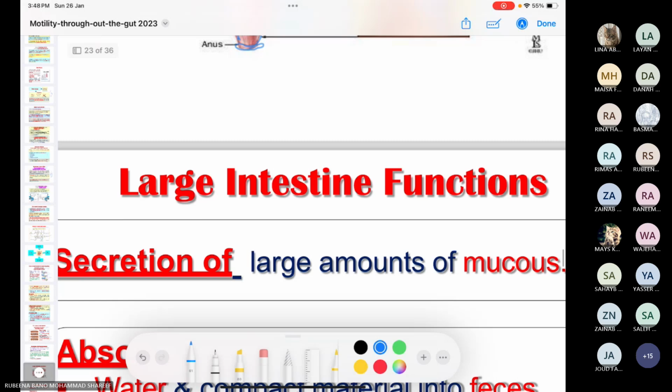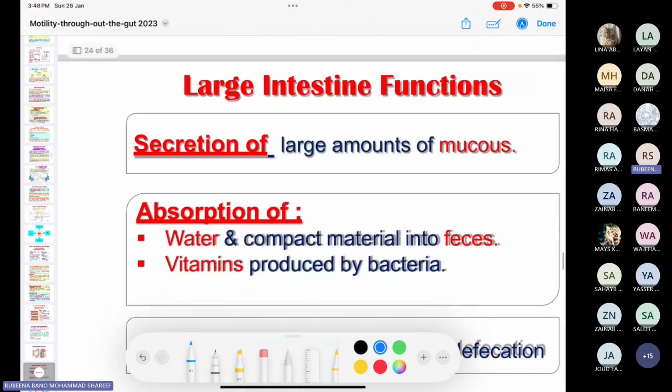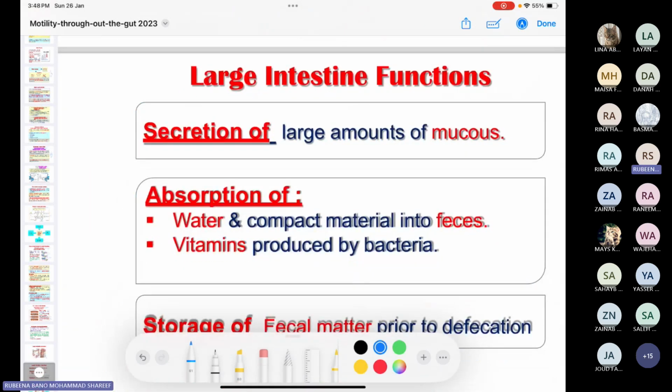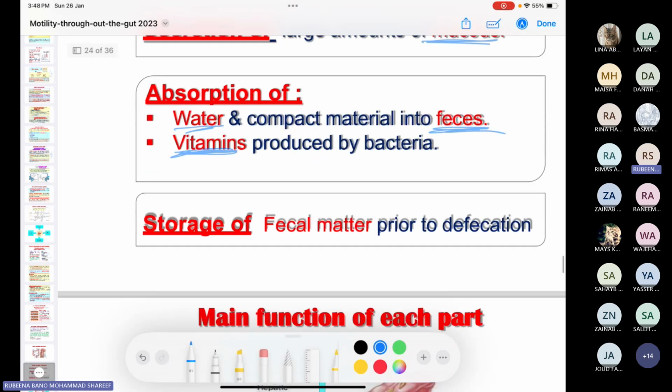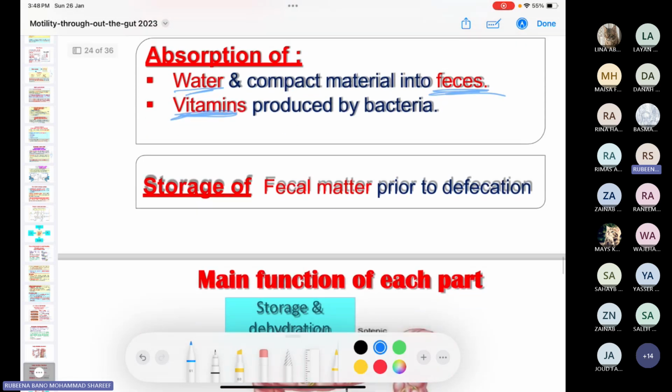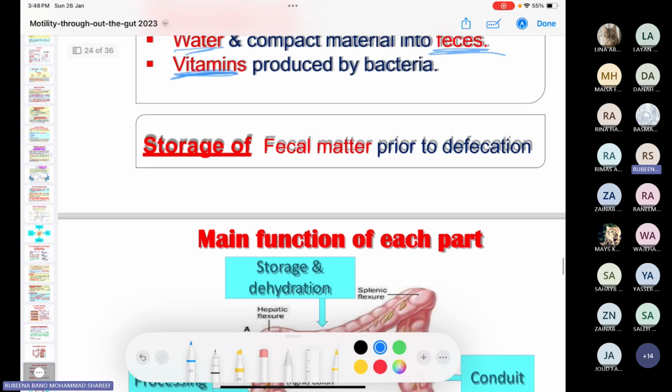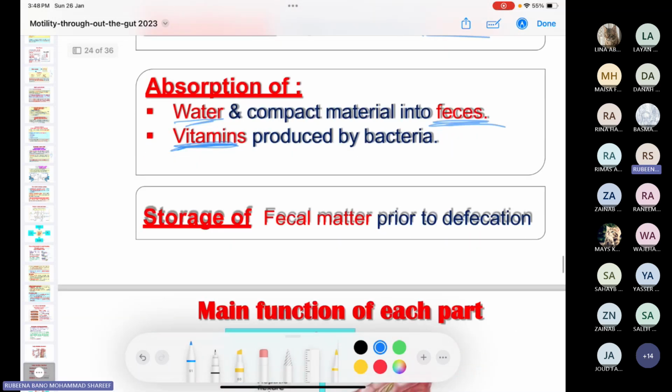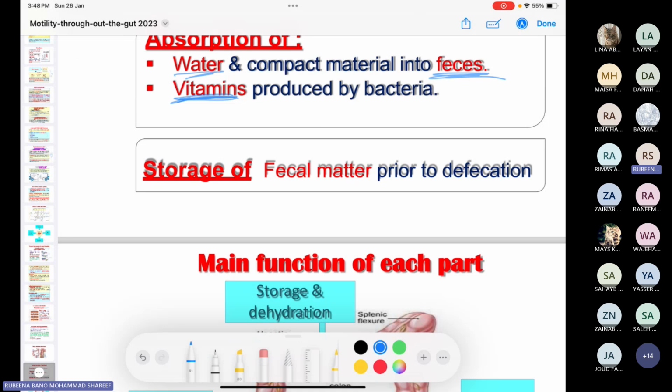Now, what are the functions of the large intestine? The functions are very important. Secretion of a large amount of mucus, and absorption of water and compacting material into feces. The bacteria present in the large intestine also produce vitamins. And the last function of the large intestine is storage of fecal matter prior to defecation.